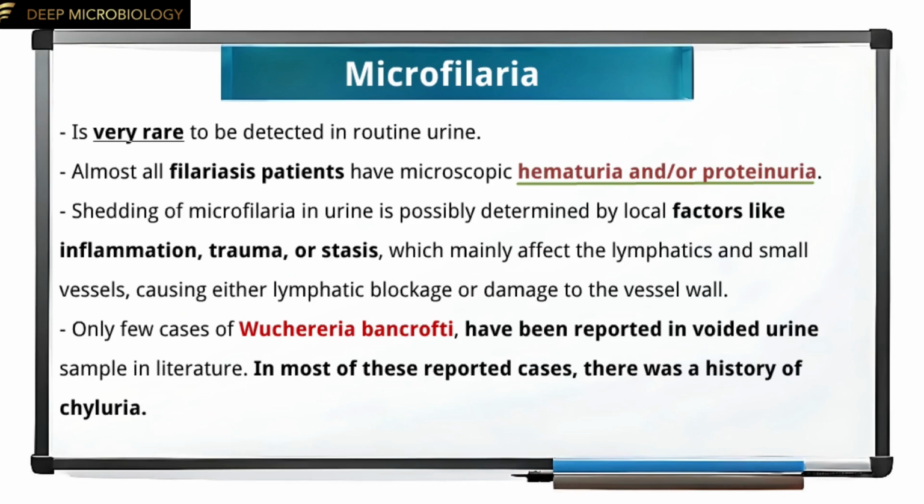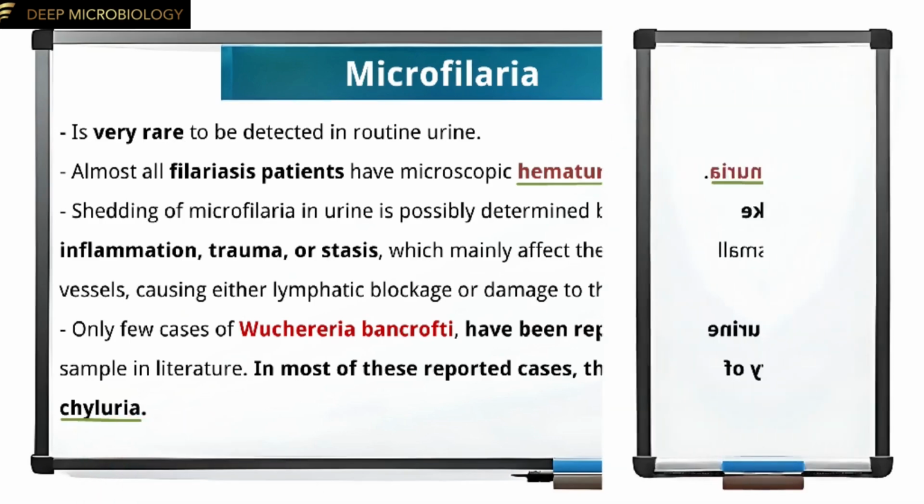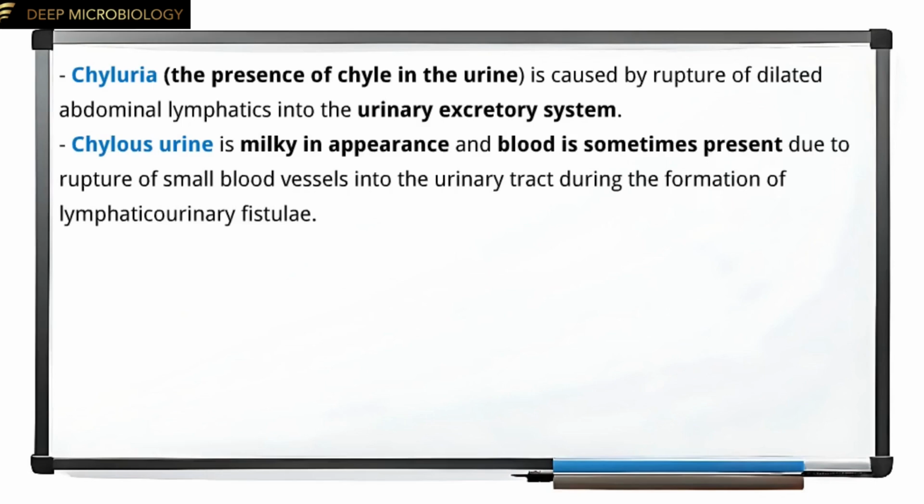Only a few cases of Wuchereria bancrofti have been reported in voided urine samples in the literature. In most of these reported cases, there was a history of chyluria. Chyluria, the presence of chyle in the urine, is caused by rupture of dilated abdominal lymphatics into the urinary excretory system. Chylous urine is milky in appearance, and blood is sometimes present due to rupture of small blood vessels into the urinary tract during the formation of lymphatic-urinary fistulae.